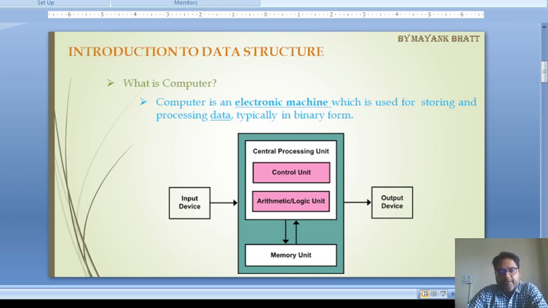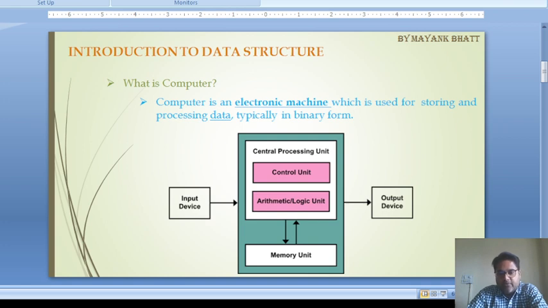So as you see, a computer is an electronic machine or device which is used for storing and processing data, typically in binary form. A diagram has been given here in this PPT, in which there are three different devices. First is input devices, then second is the central processing unit, and the third is the output devices.